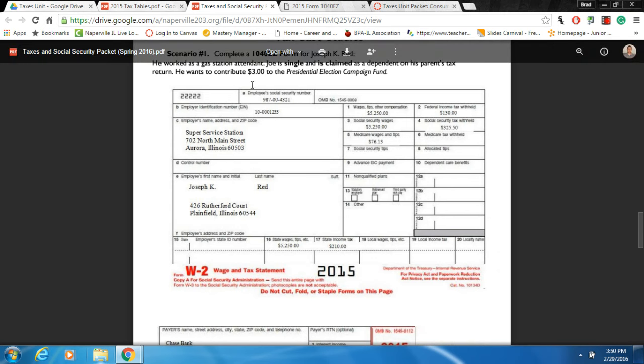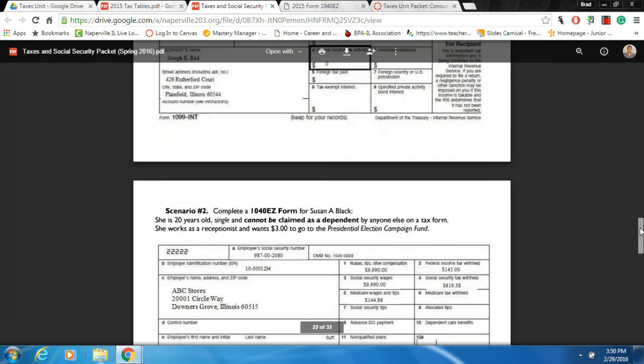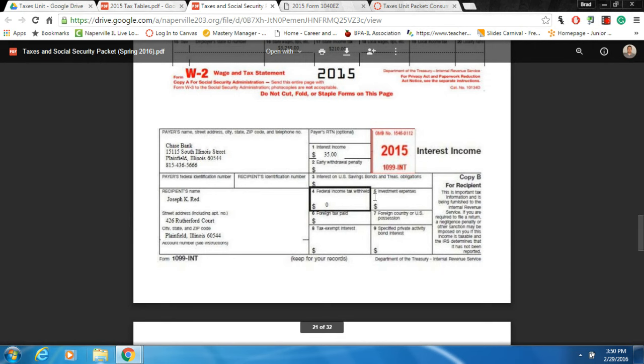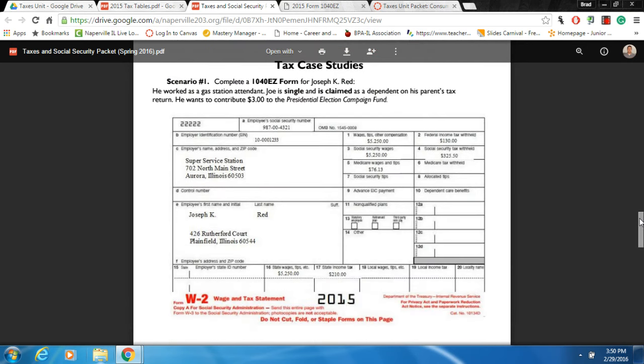He also wants to contribute $3 to the presidential election campaign fund. I'll explain what that is. And then the bottom half is a 1099 INT. And I'll kind of go in a little bit more detail when we get to this point on the 1040 EZ form. So looking at his W-2, we have this information up here.